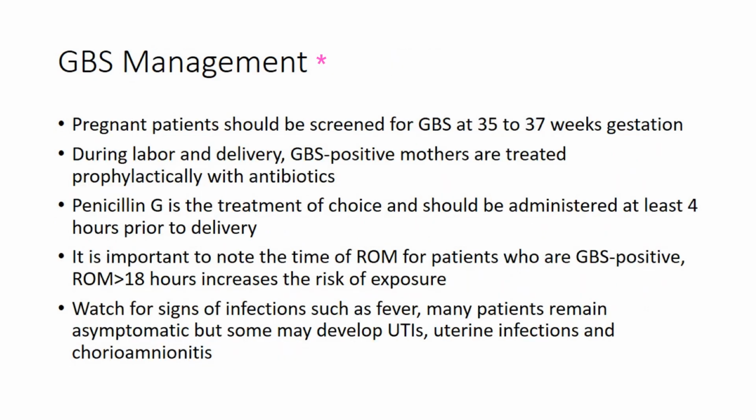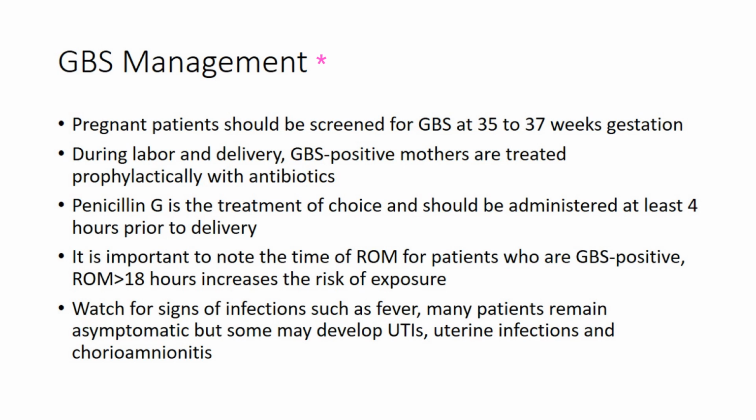GBS management. Pregnant patients should be screened for GBS between 35 to 37 weeks gestation. This screening is a lab specimen that's collected by swabbing from the vagina all the way down to the rectum. During labor and delivery, GBS-positive mothers are treated prophylactically with antibiotics. Penicillin is the treatment of choice and should be administered at least 4 hours prior to delivery. It's important to understand that patients with this allergy may need a different type of antibiotic, so be cautious with your patient's allergies, as you always should.